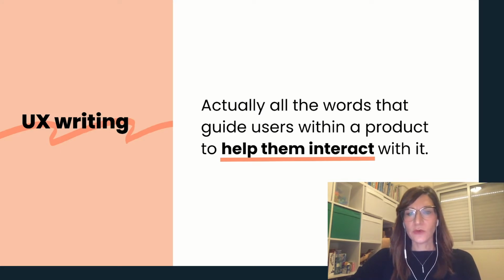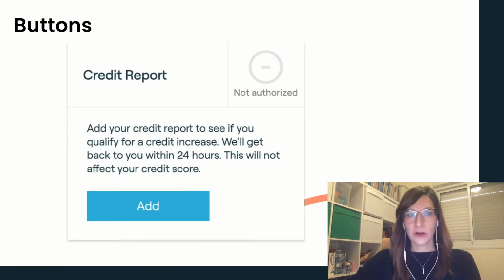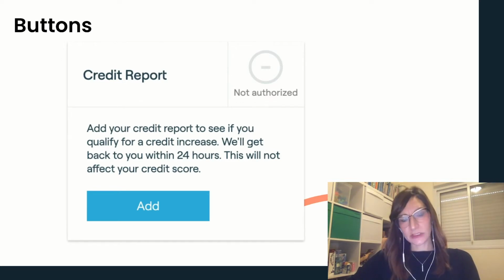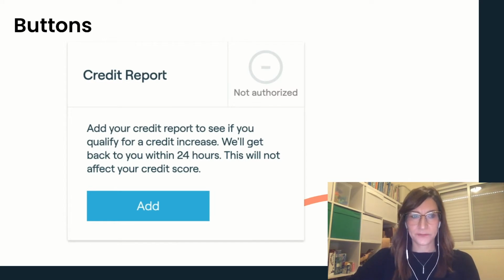It's all the words in a product that help them interact with it. So any touch point where there's going to be an interaction is really critical for the UX writer. That includes buttons. It's good to think of them as the user's turn in a conversation. So here, for example, we're saying add your credit report. And then when the user pushes on the button, it's their opportunity to say to us, okay, add, I want to add. They're really interacting with us in a conversational way.